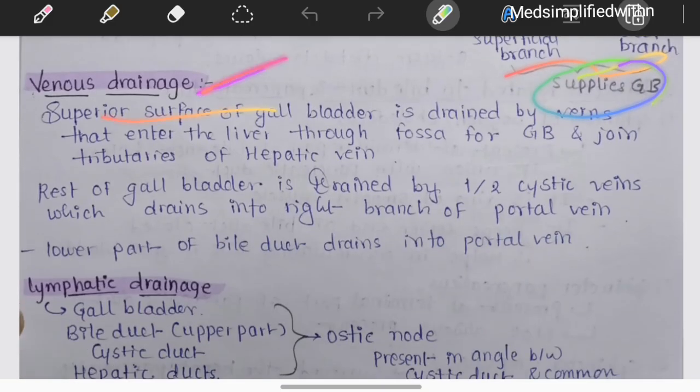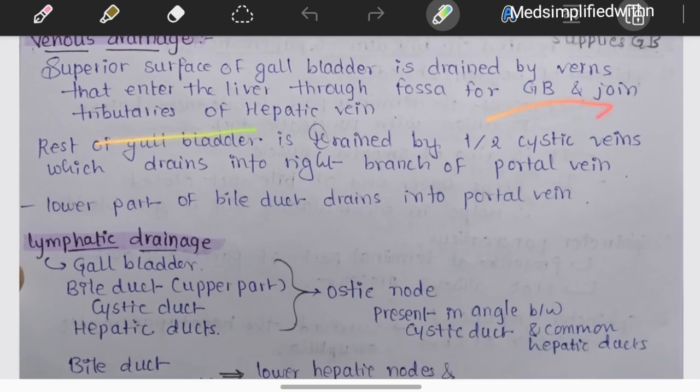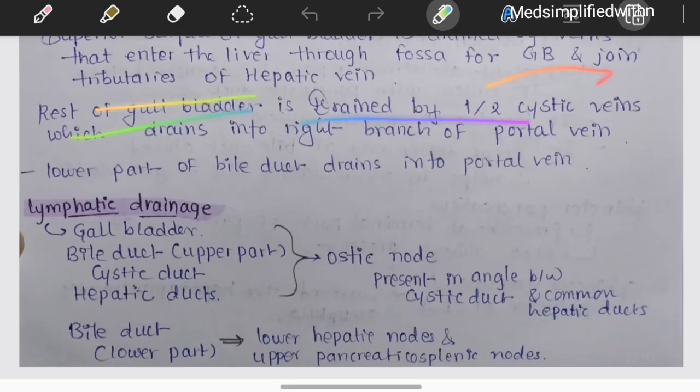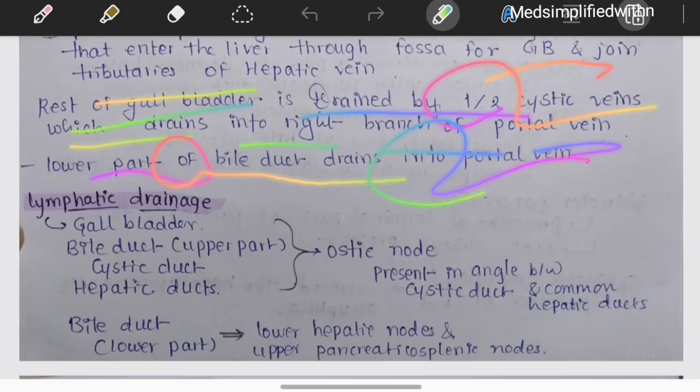Venous drainage. The superior surface of the gallbladder is drained by veins that enter the liver through the fossa for the gallbladder and join tributaries of the hepatic vein. The rest of the gallbladder is drained by the cystic veins, which drain into the right branch of the portal vein. The lower part of the bile duct drains into the portal vein.